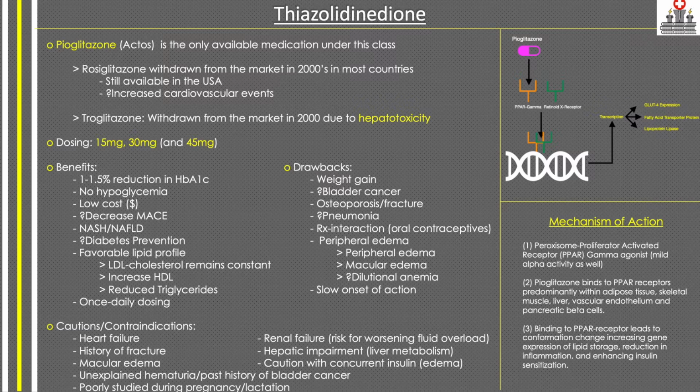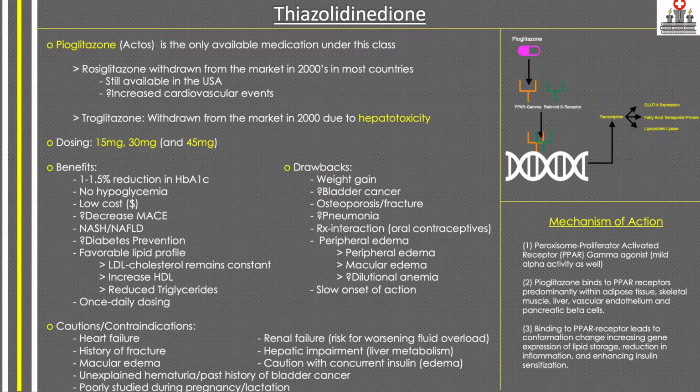It's important to note it's actually still available in the United States. It hasn't been withdrawn, but it's just very, very difficult to find, and you will likely never see it within your training. The other medication in this class is known as troglitazone, and this was withdrawn everywhere in 1999 to early 2000 because it had demonstrated in its patients severe hepatotoxicity.